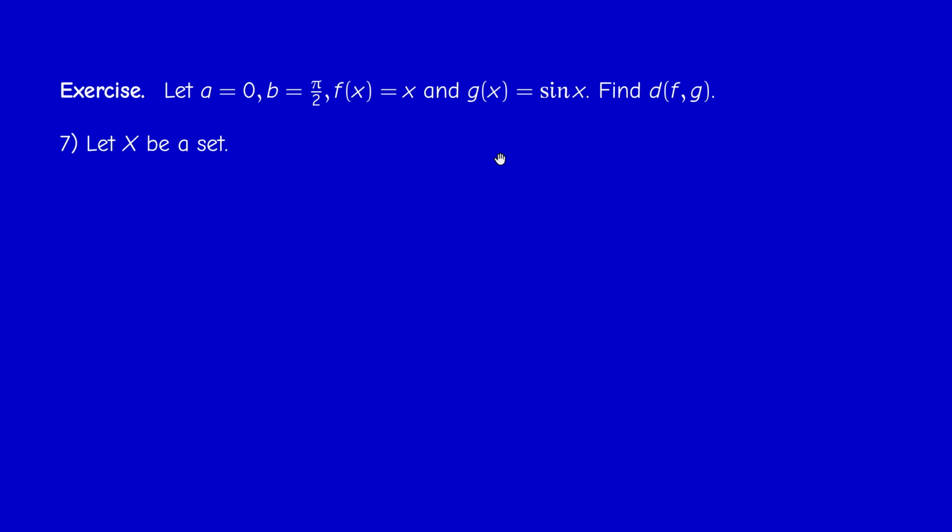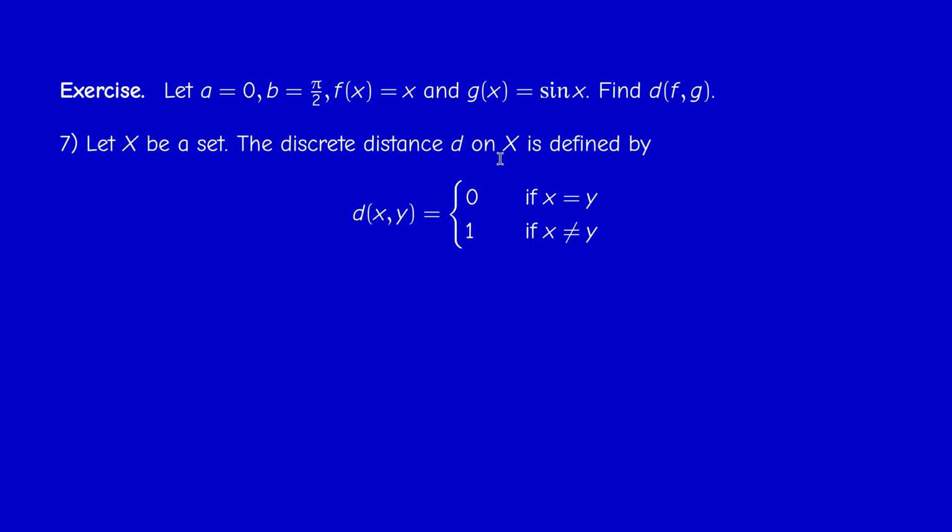Okay, last example, the discrete distance on any set, non-empty, of course. So the discrete distance on an arbitrary set X is just a function of two variables that takes only two values, 0 and 1. It takes the value 0 only if x equals y, and takes the value 1 in the other cases. And so this is a distance according to our definition.